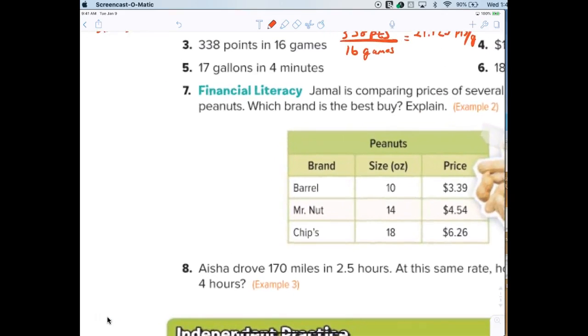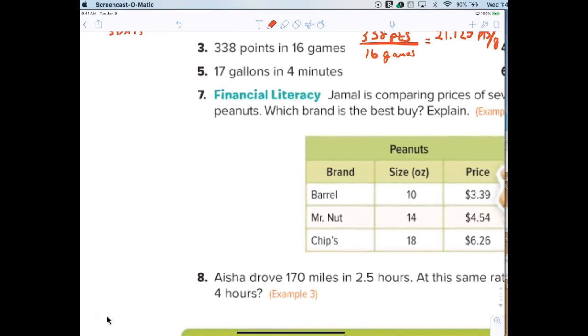So what are you thinking about number 5? What would it be? 17 gallons over 4 minutes. You divide it, and that's 4.25 per minute. What? Gallons per minute. There you go. Gallons per minute. I'm pretty happy with that.